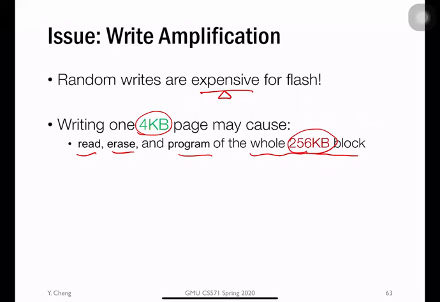So the write amplification factor in this case is 256 kilobytes divided by 4 KB, which is 64 times. This is extremely high, right? So random writes are extremely expensive for this naively designed software that is seemingly working for the flash device, but not working efficiently.